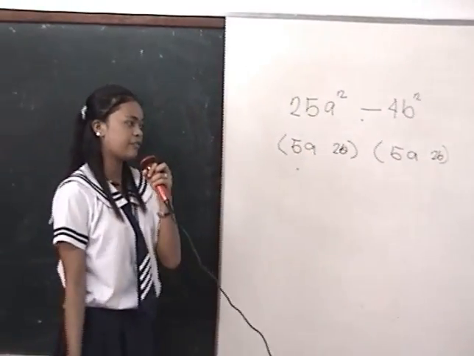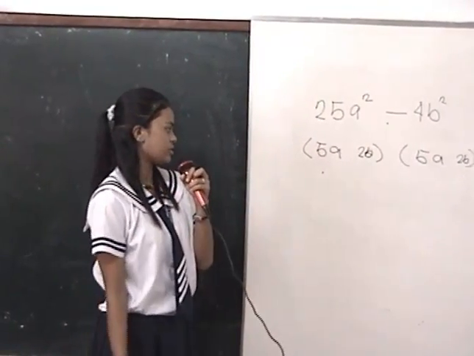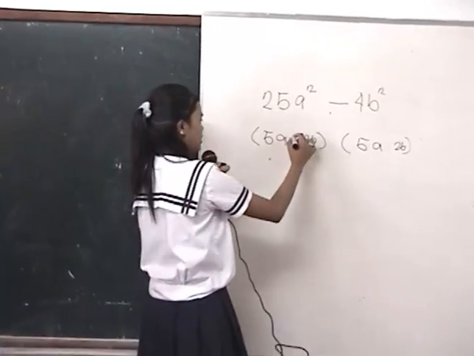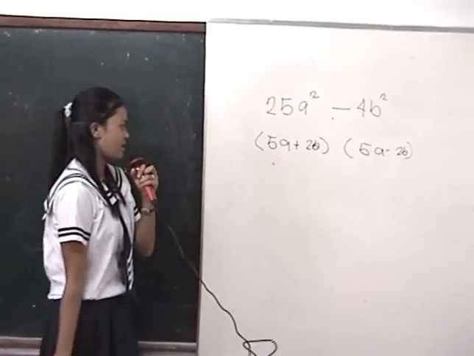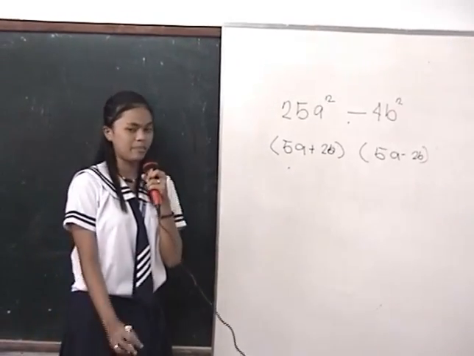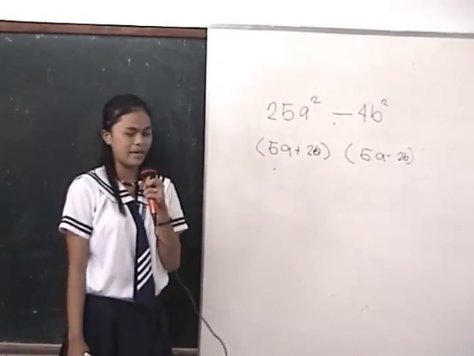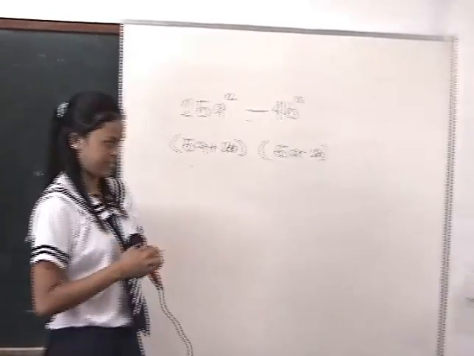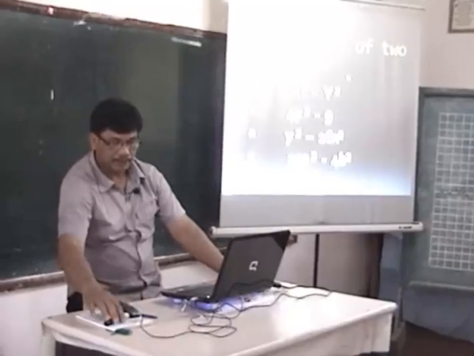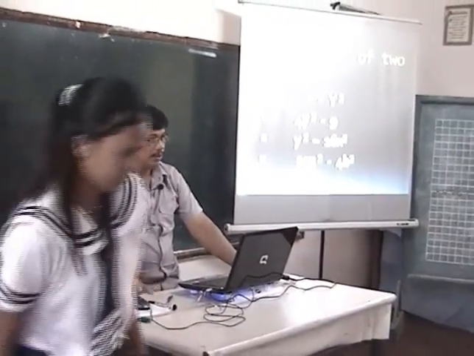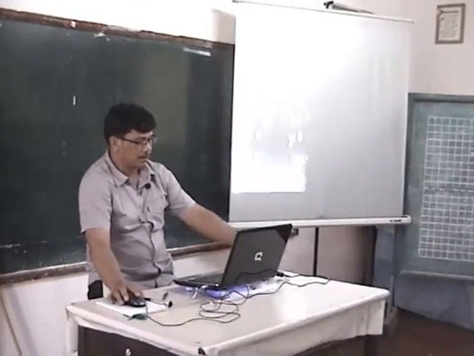Since we are looking at a difference of two squares, we need to put the positive sign here and the negative sign here. Then the answer is 5a plus 2b times 5a minus 2b. Alright, that's exactly correct. Okay, the last one: 16b squared minus 49.